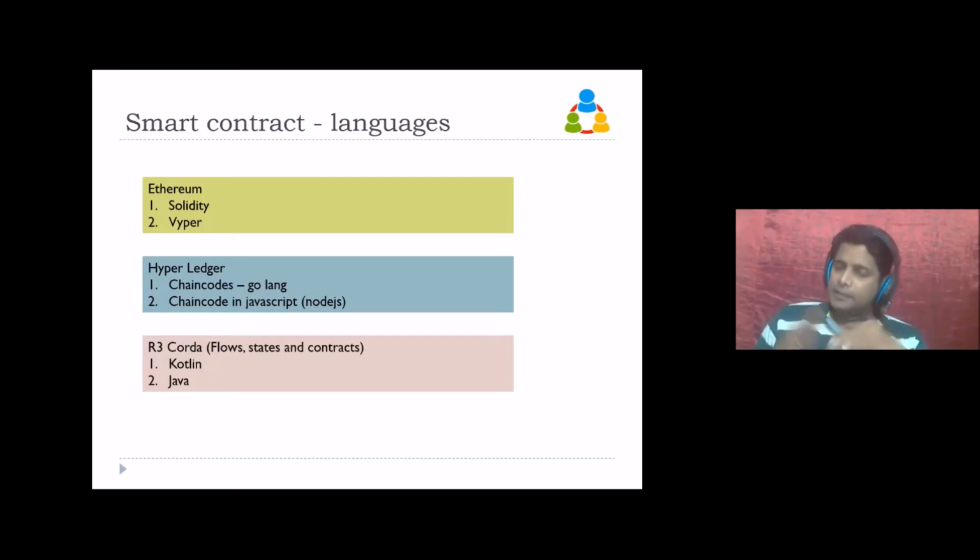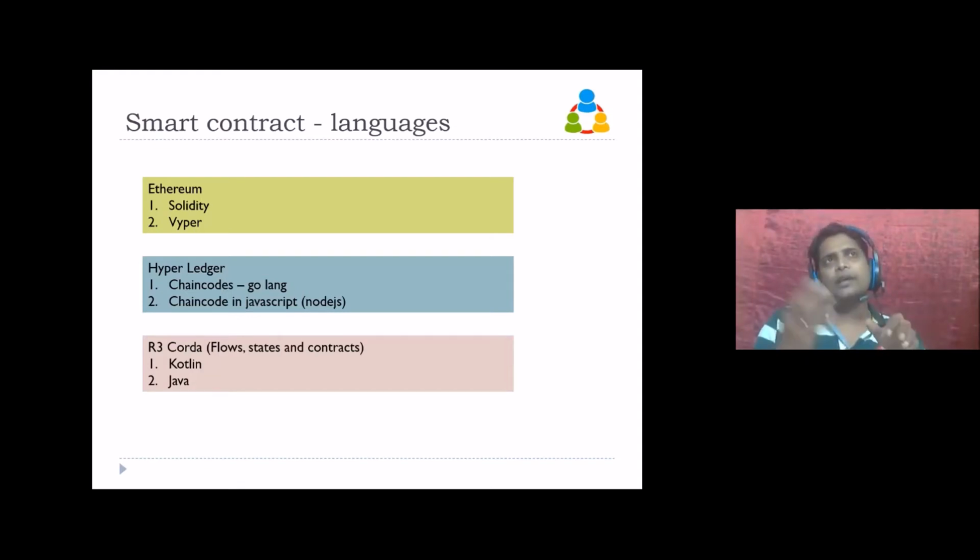And there is another blockchain platform called Corda. It's from a company called R3, so it's called R3 Corda. There, the smart contracts are called flows, states, and contracts. Okay, it's a huge topic. That's why I'm not going into detail. You have to learn these languages and the syntax if you have to write smart contracts.